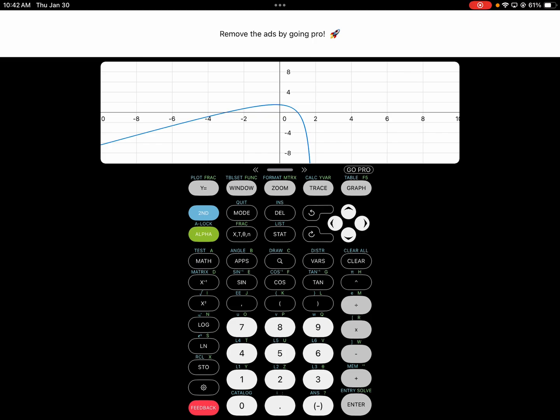Okay. So that means we got to mess with our window. What part do we need to see more of that picture? Up, down, left, right. Yeah, I need to go up a little bit. Because we're worried about what's happening around 2, I think my X's are fine. Let's go into our window and let's adjust our Y's.